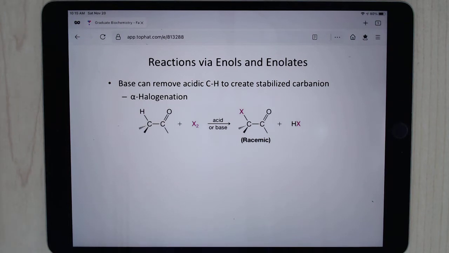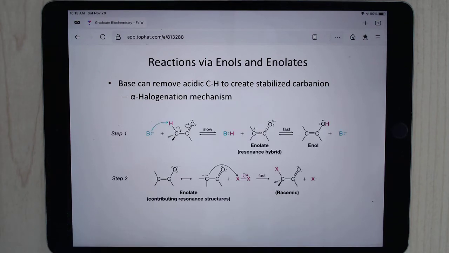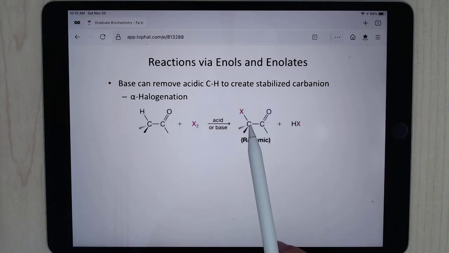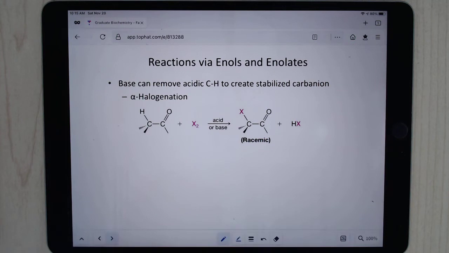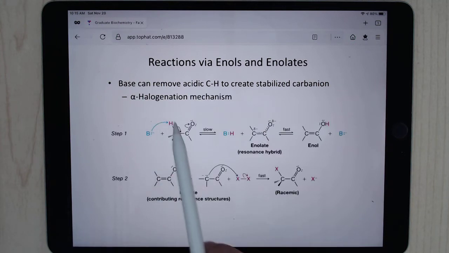But the other thing we can do is we can actually put halides on these alpha carbons. Okay, so you can do it under either acidic or basic conditions. We're mostly going to focus on the basic. Under base, you can come in here, right? You're going to be removing that hydrogen, collapse down to make your enolate here, and that can come in and attack.